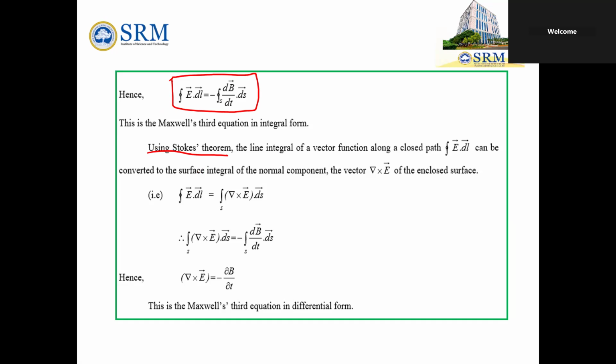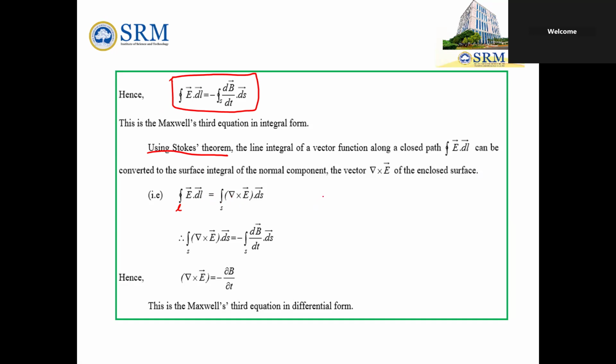The Gauss divergence theorem converts a volume integral to a surface integral, but here we convert a line integral to a surface integral. Therefore, the line integral of E dot dl is equal to the surface integral of curl E. Last time we used E dot ds; now we are using the line integral.